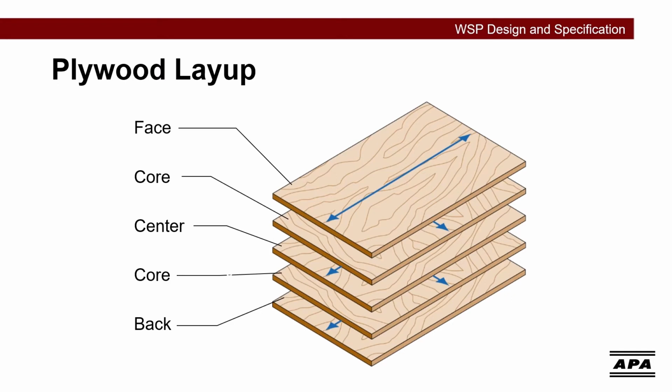The grain direction in the face and back plies of a plywood panel always create the strong direction of the overall panel, typically the long dimension. The cross-laminating process provides strength in this direction and also makes the panel more dimensionally stable and helps to distribute the loads throughout the panel.